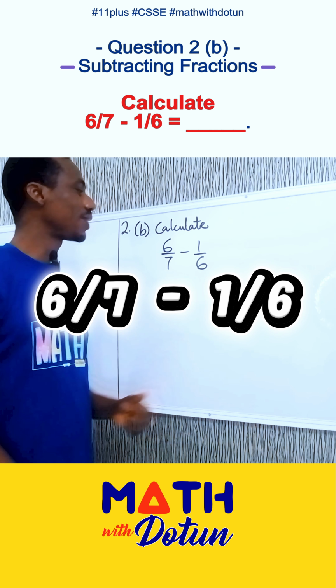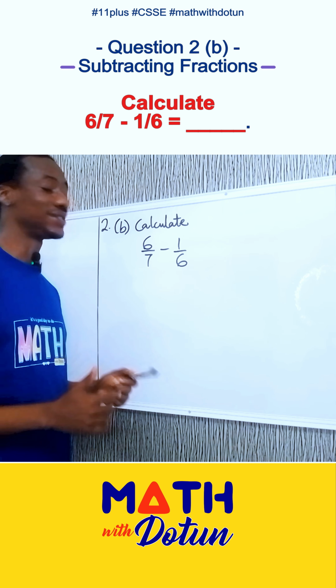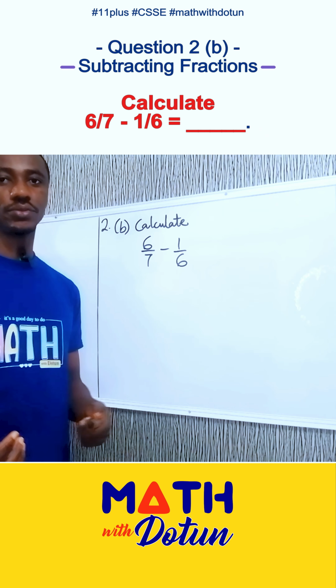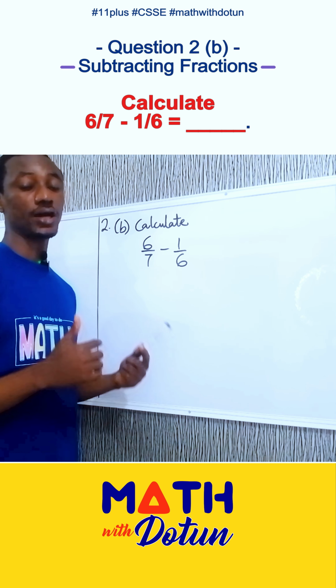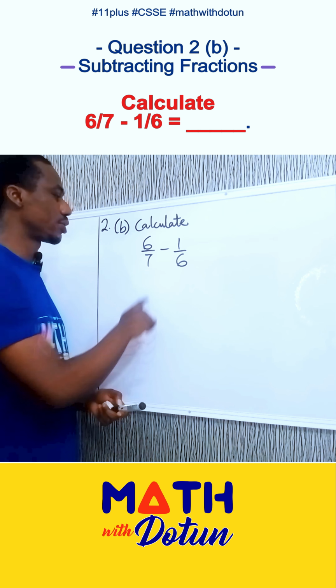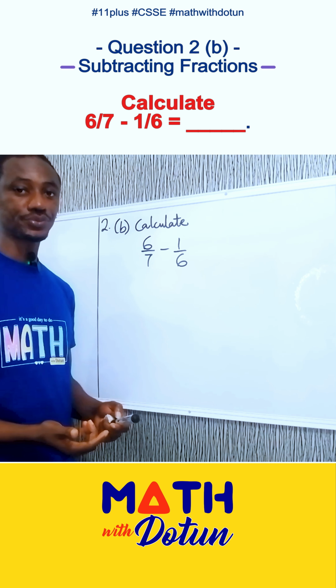Looking at these two fractions, they are not like fractions, right? Meaning they do not have the same denominator. So for us to subtract them, we have to make sure they have a common denominator, all right? And that should be the lowest common multiple of 7 and 6.